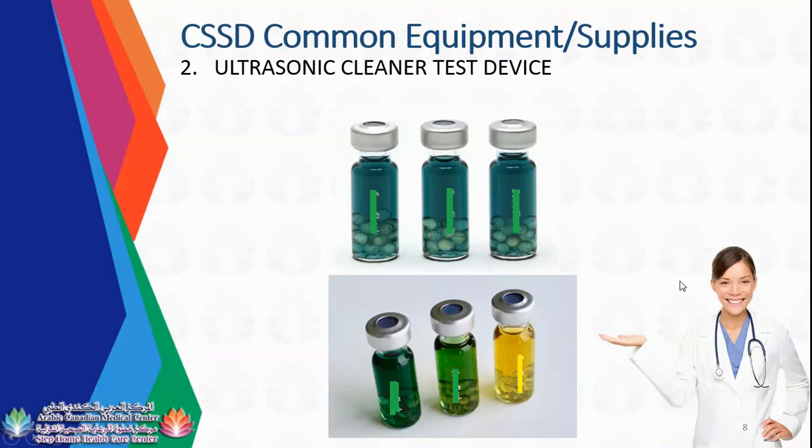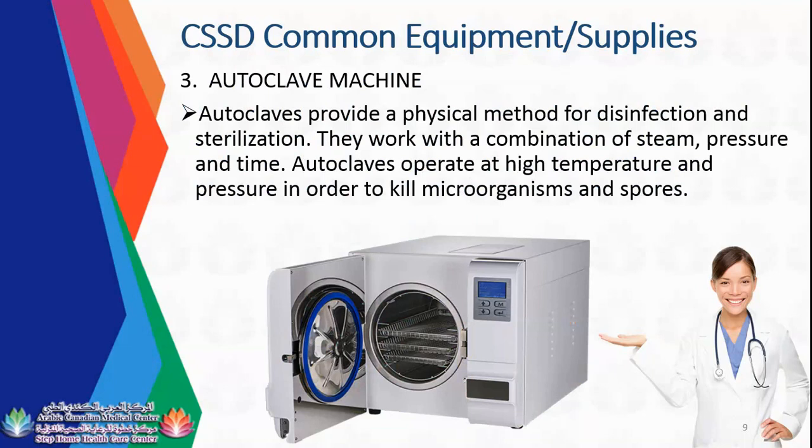The third equipment is the autoclave machine. This is your autoclave machine. Autoclave provides a physical method for disinfection and sterilization. They work with a combination of steam, pressure, and time. The autoclave machine, guys, will sterilize the instrument in a span of 3.5 minutes to 5 minutes. But the whole process in autoclave will take at least 40 minutes to 1 hour. But the sterilization of instrument will just take 3.5 minutes to 5 minutes.